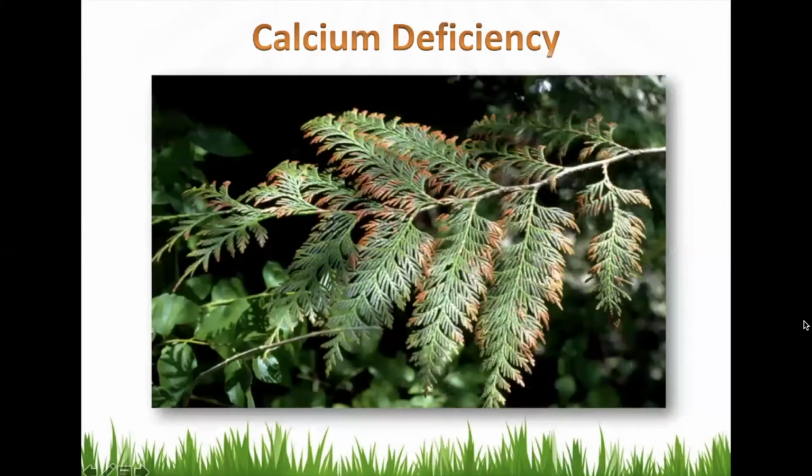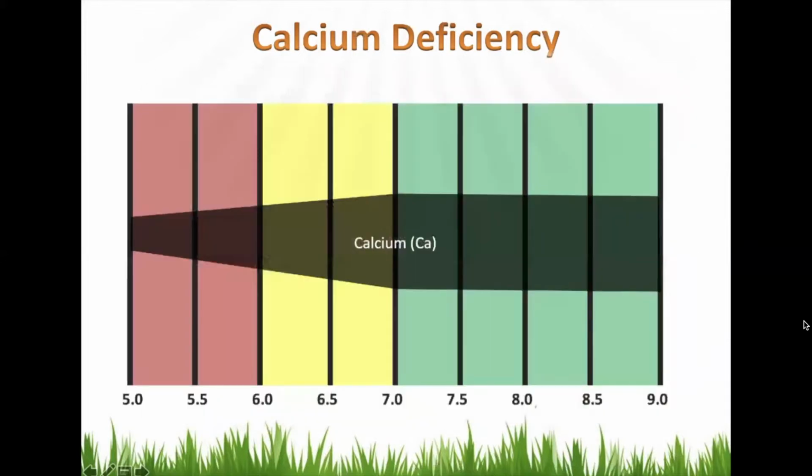Here again, with calcium deficiency, this is first seen in the new leaf growth, and you can see how this is on the terminals. On the margins of those needles, that's where you're going to see the necrotic scorching appear. Really, anything below 7.0, you're going to start seeing issues with calcium deficiencies.